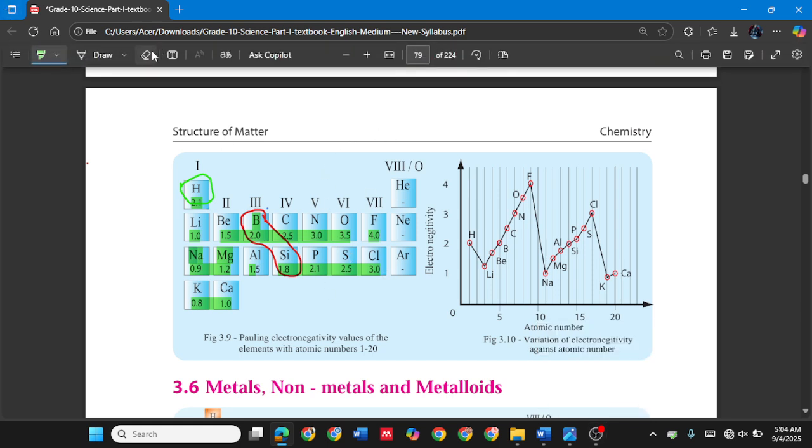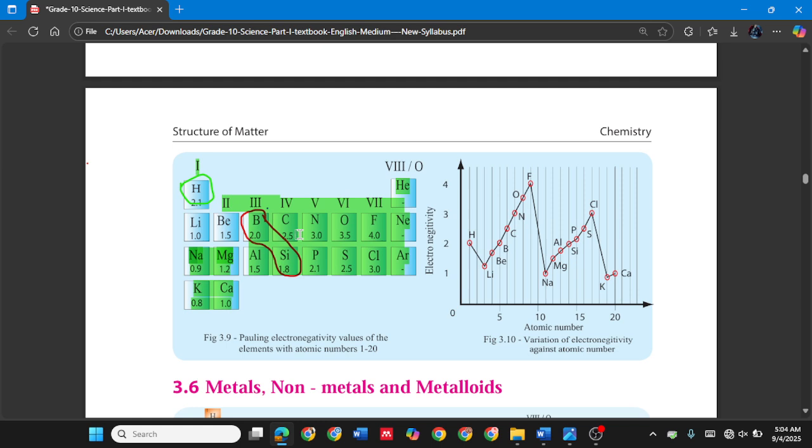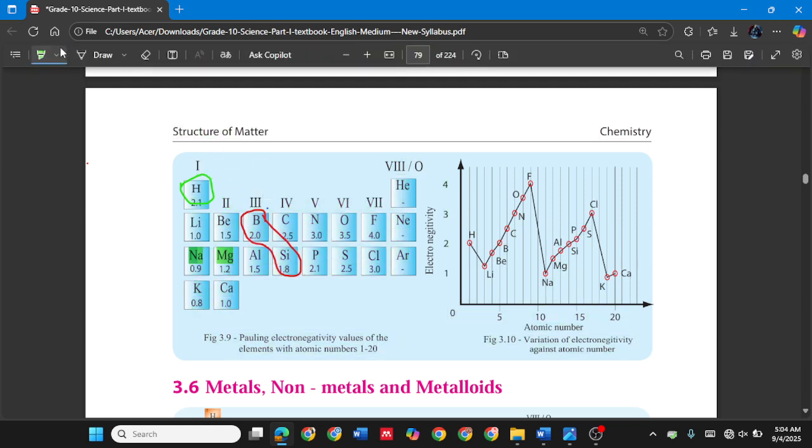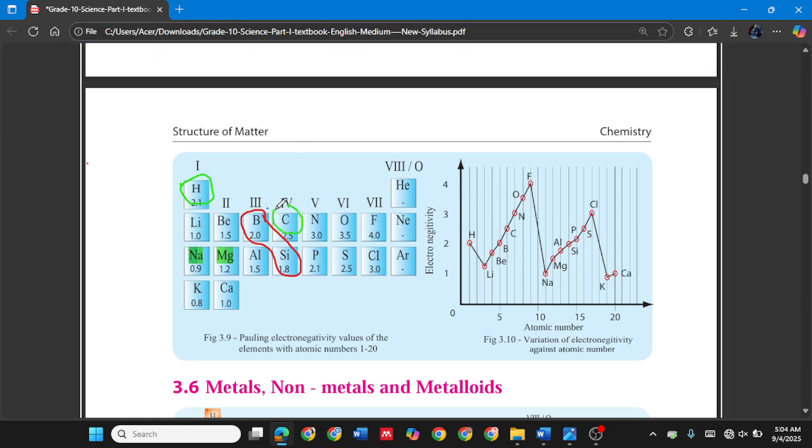We are going to learn about them as metalloids, and finally carbon, nitrogen, and sulfur as examples for non-metals. Carbon, okay, I can't highlight them here because something happened in this one, so I'm going to draw. So we are going to learn about carbon, nitrogen, and sulfur as non-metals, sodium and magnesium as metals, and boron and silicon as metalloids.